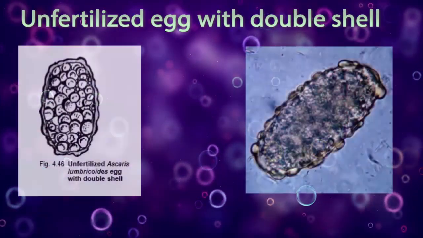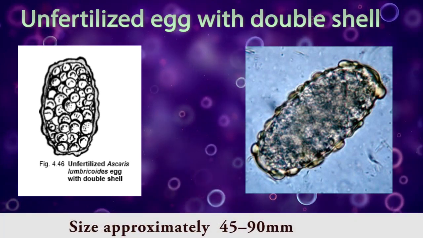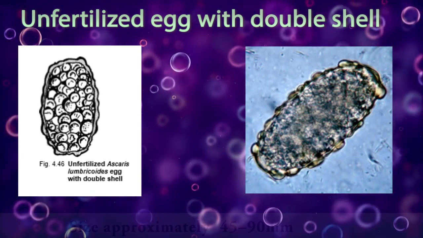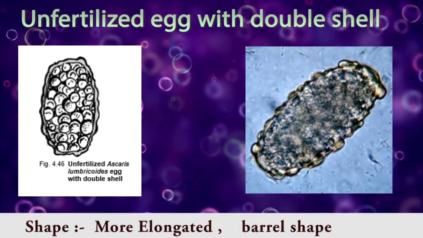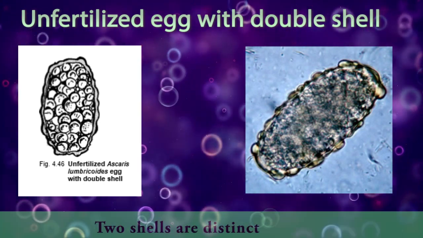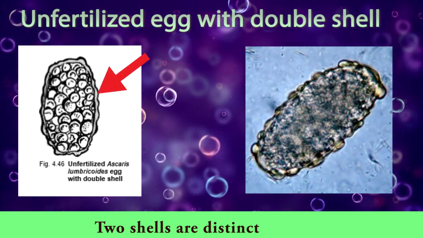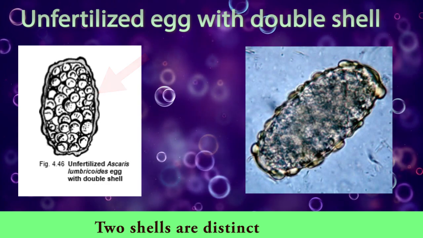Unfertilized egg with double shell. Size approximately 45 to 90 micrometers. It is larger than the fertile egg. Shape is more elongated than fertile eggs. The two shells are indistinct. The external shell is brown and puffy, with rather jagged lumps. The internal shell is thin.